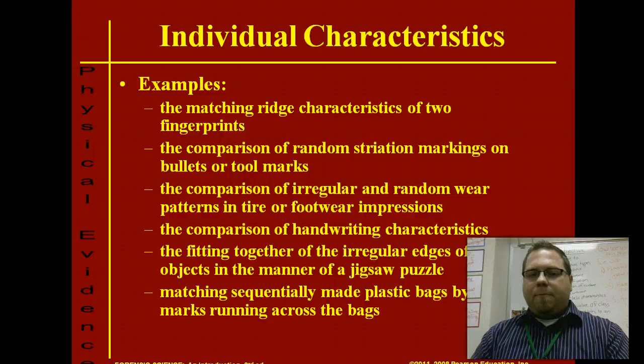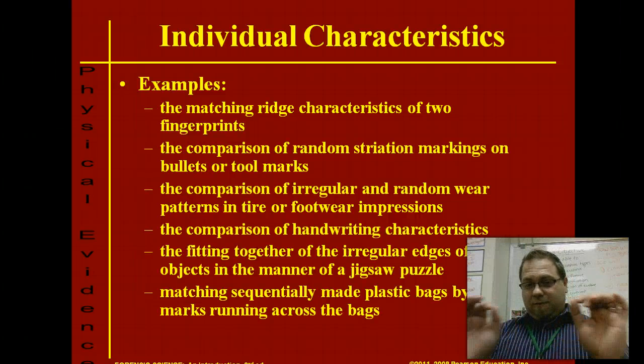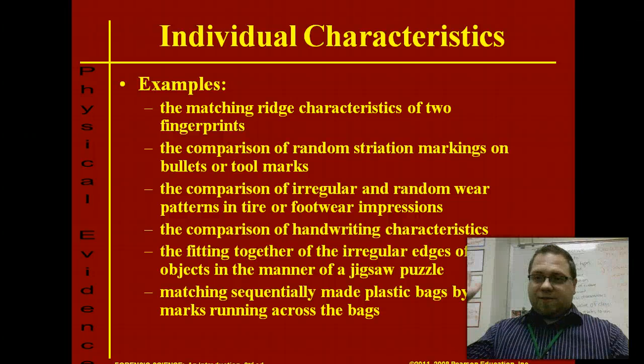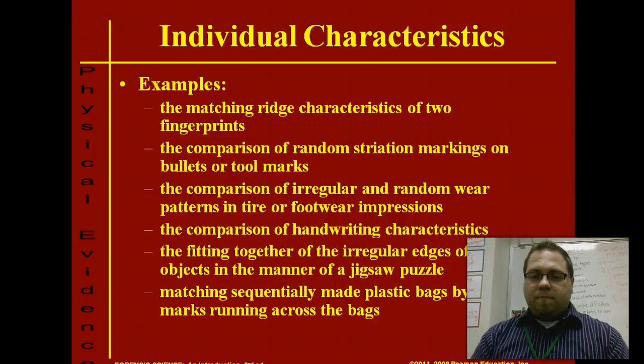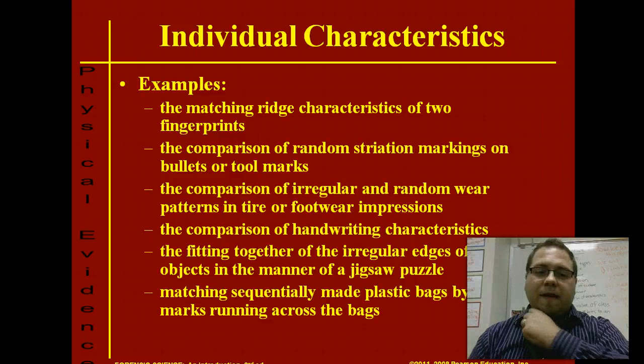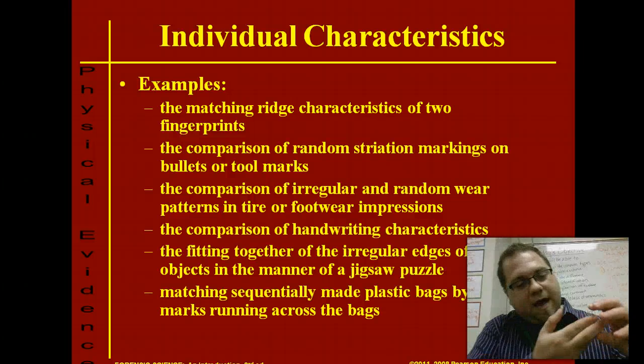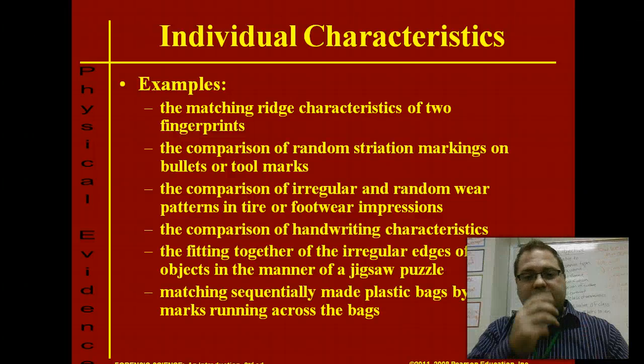So examples: the matching ridge characteristics of two fingerprints. We can pretty much guarantee that fingerprints match up. There is a statistical amount that says it's like 1 in 6 to the 30th or 40th power or something, that a person could have the same fingerprints as someone else, but it's never happened before. Random striation markings on bullets or tool marks, that's also a high probability, because a gun has a unique groove pattern inside, and when a bullet fires, it has that same pattern on it.